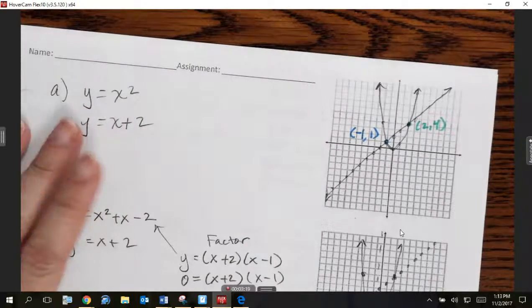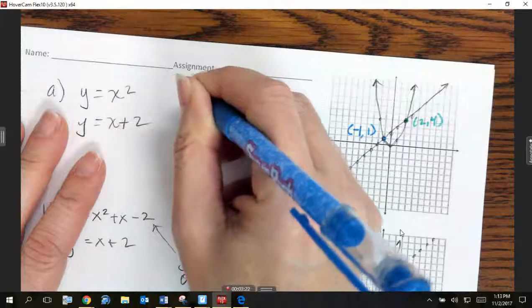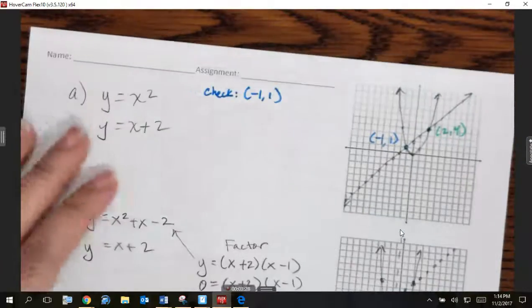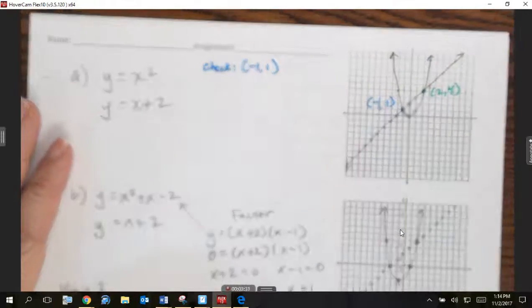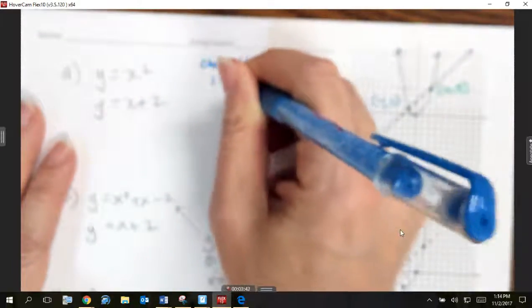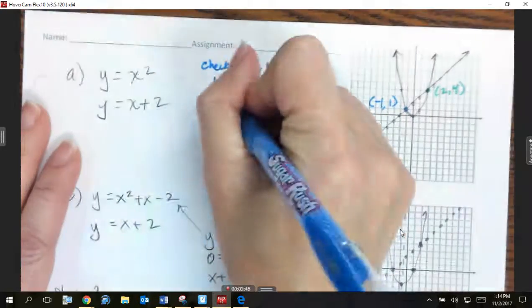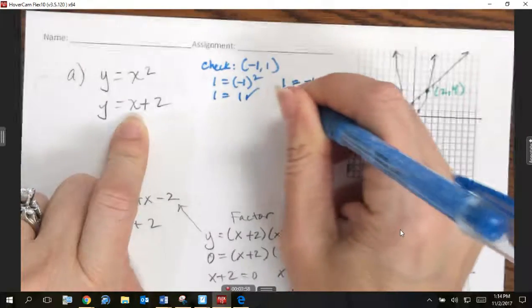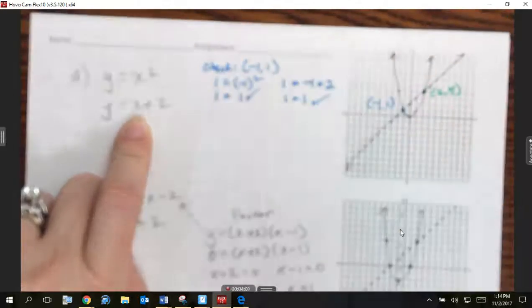Do you have some space for this one? Okay. So we're going to check. I'm going to first check the ordered pair, -1, 1. To check it, it has to work. It has to be a solution for both equations. So I'm going to plug in -1 for x and 1 for y in both equations. So 1 equals -1 squared. So 1 equals 1. Does that check? Yes. The other equation. 1 equals -1 plus 2. So 1 equals 1. Check.